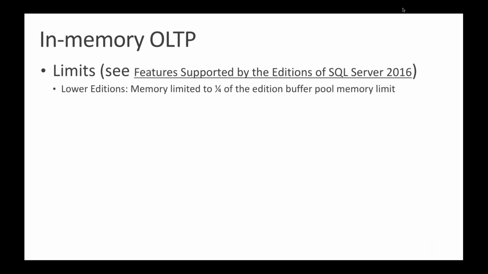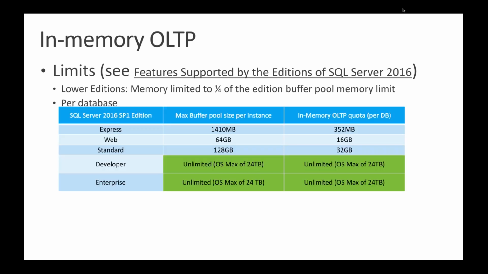So in-memory OLTP, there are some limits. In Standard Edition, the memory is limited to a quarter of the edition's buffer pool memory limit per database. So this means you get a quota per database on Standard Edition of potentially 32 gig. That means if you happen to be using in-memory OLTP, you could really scale out your memory pretty far into what you could do per database using in-memory OLTP.